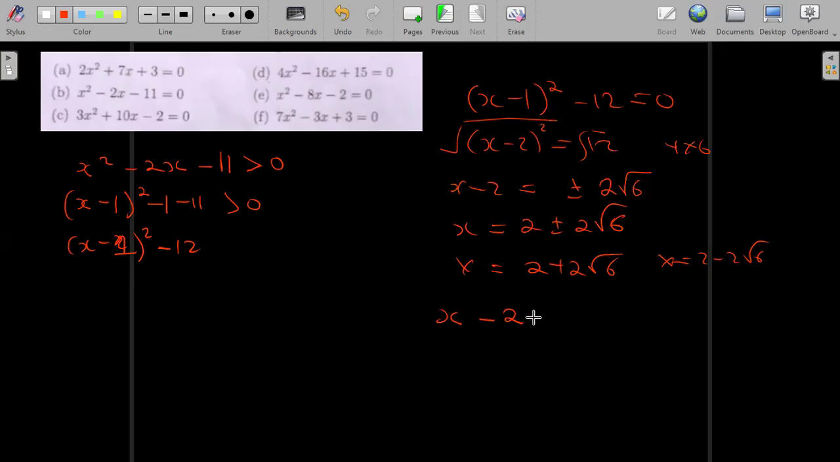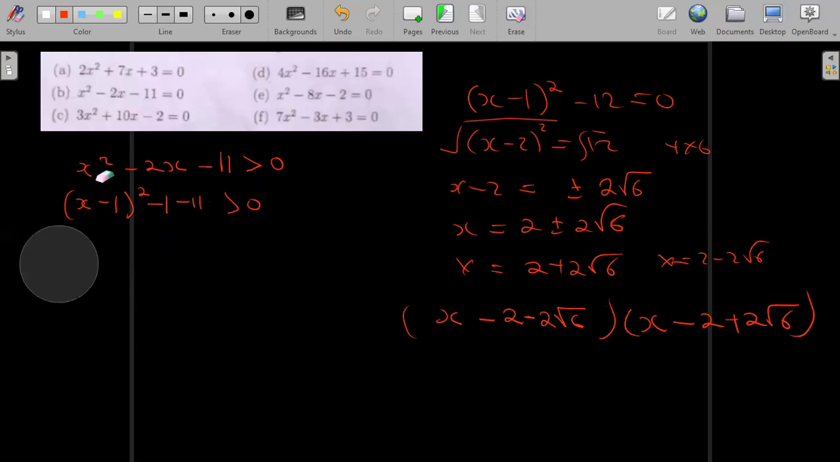So these are going to be linear factors of the form x minus 2 minus 2 root 6 like this. Then the other one is going to be x minus 2 plus 2 root 6. Okay, I forgot the x. So these will be your linear factors when you factorize this here.